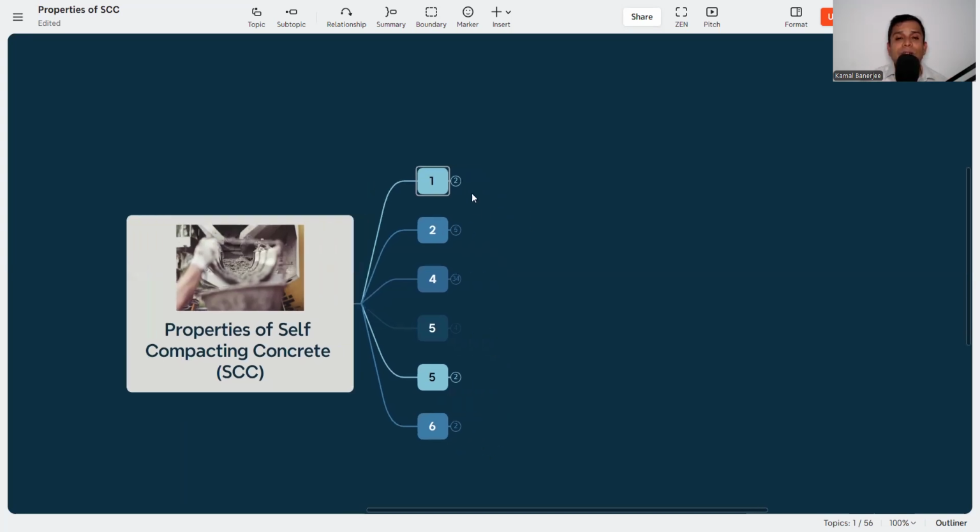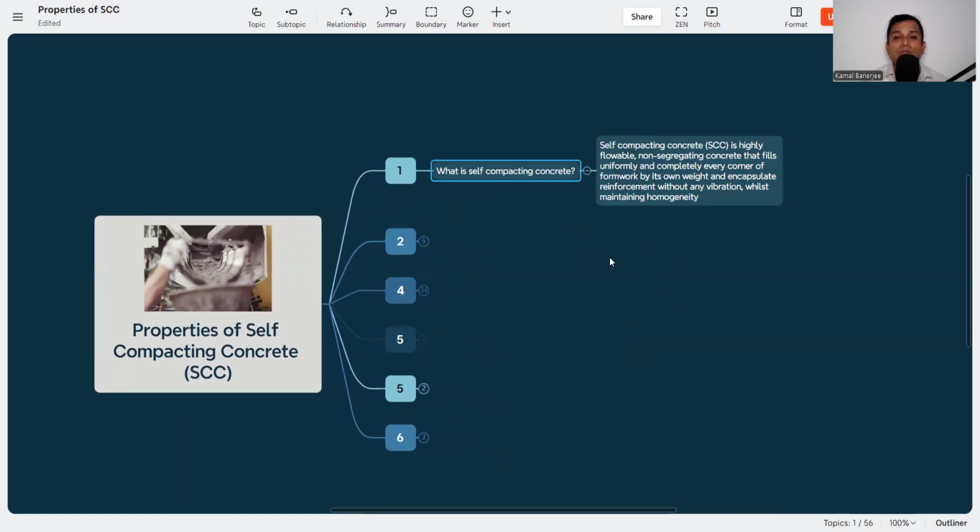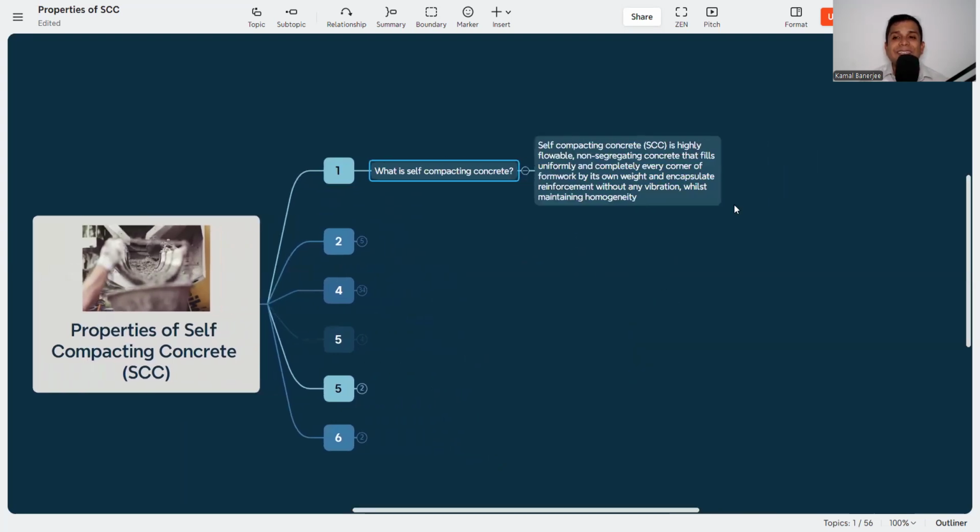So first we start with that. What is self-compacting concrete? That we need to know. Self-compacting concrete is highly flowable, non-segregating concrete. So the first property is high flow, then non-segregating. That means when it flows, it should not segregate. Why? Because if segregation of the concrete takes place, the concrete will not get that much homogeneity, and strength and durability will be a problem.